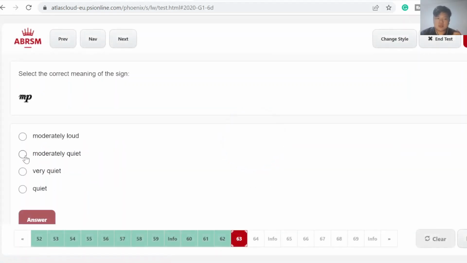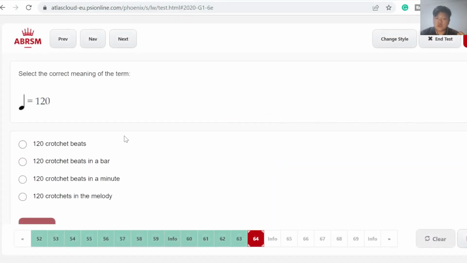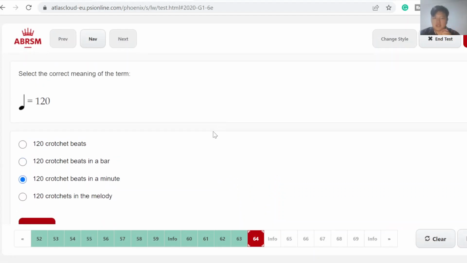MP means moderately quiet. Next one, 120 crotchet beats in a minute. Okay, this stands for the speed here. So think about it: 1 minute, 60 seconds, I play 120 crotchets. Is it fast? Not very fast, right? But this is the minimum speed for allegro, likely, right?